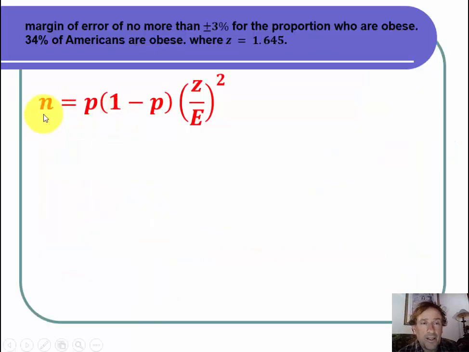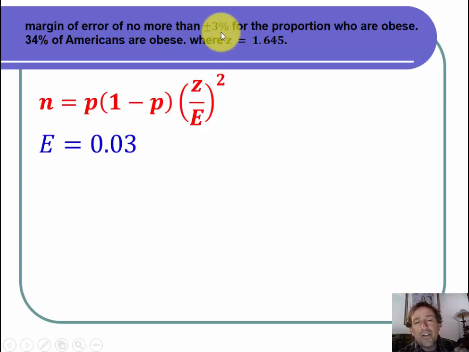Okay, so here's our formula. n is equal to p times 1 minus p times z over e quantity squared. And when we have a complicated formula like this, it's a good idea to write down what each of the variables are. So we can start out with e is 0.03. And that's because the margin of error is no more than plus or minus 3%. If we turn 3% into a decimal, that gives you 0.03 because we take 3 and move the decimal over 2 to the left.